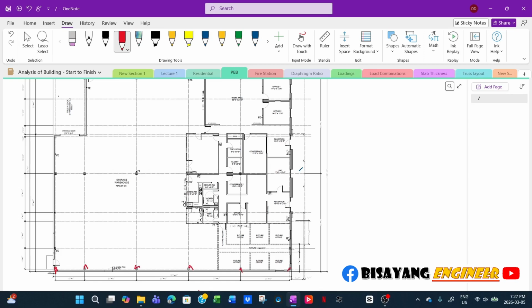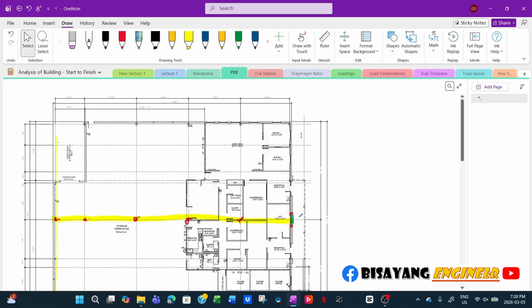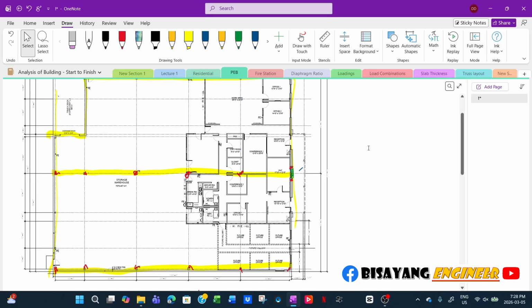right? Now, if this is a conventional framing, then you will have intermediate columns here, and then this one here, there's a window. Then all you can do is have two columns on each side of the window, and then run a girder beam here. Now, like I said, for conventional framing, you will have interior beams along this line, and then you have perimeter beams right here.